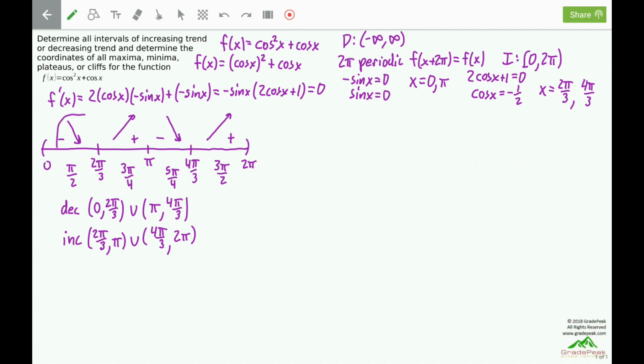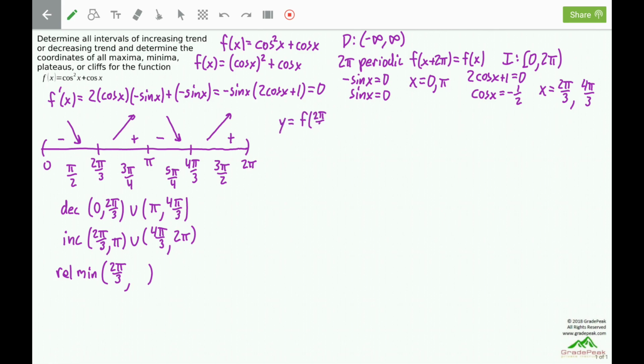Right at the critical number of 2 pi over 3, we have a trend changing from decreasing to increasing. That indicates that 2 pi over 3 is a relative min. So we have a relative min at 2 pi over 3. It will have some y coordinate corresponding to it, which can be found by plugging 2 pi over 3 into the original function.